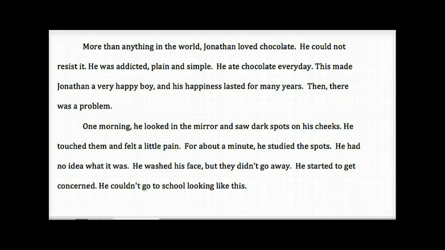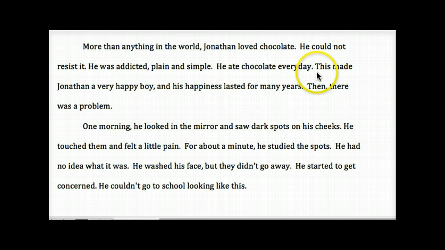However, I did notice one thing here. At the very end here, I say he started to get concerned. He couldn't go to school looking like this. I think the reader wants to know why he's so concerned about going to school looking this way. What is his biggest fear? And as the writer, I know what Jonathan's biggest fear is. Jonathan has just developed a crush on one of his classmates, Samantha. So I need to find a place somewhere in this opening to share that information with the reader.